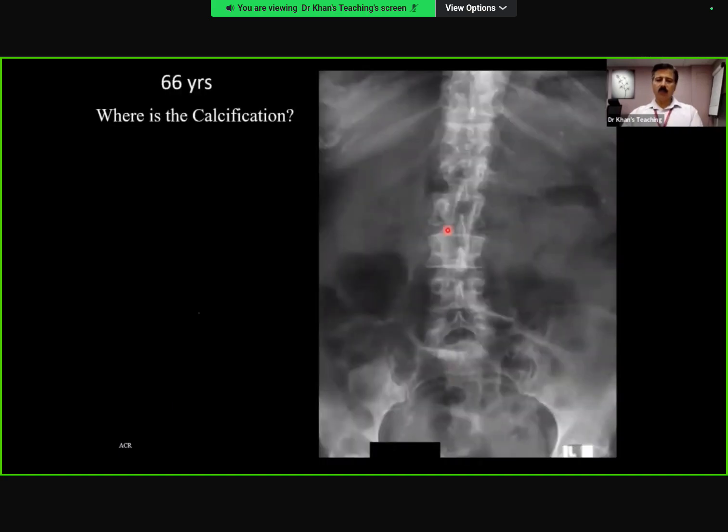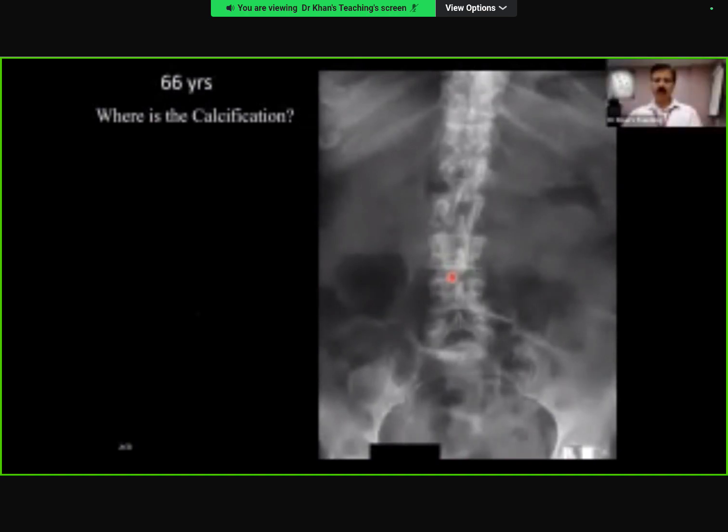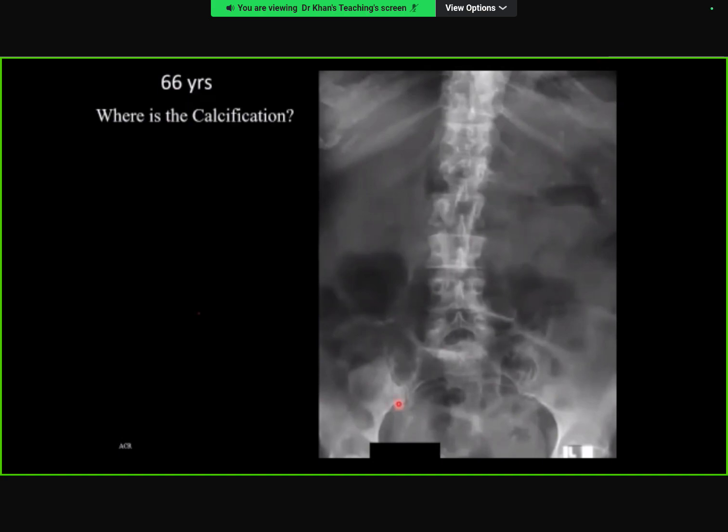Where is this calcification? In the region of kidney, left kidney. Look at the shape. Quite difficult to actually. Do you see how is the shape here? There is something here, snake, serpentine, tortuous. What comes? Could be vascular calcification.